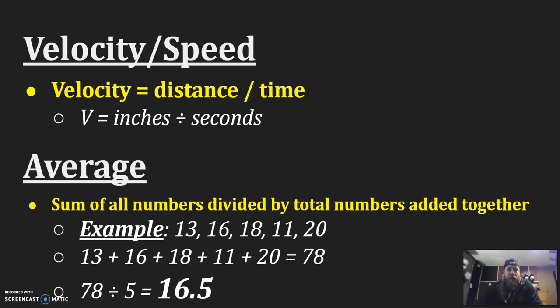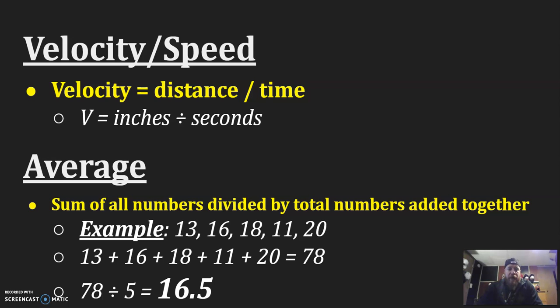For this project, we are calculating the distance that our car goes in inches, and the time that we're using to measure is seconds. So to figure out velocity, we will take the total number of inches that a car goes, and divide that by the number of seconds.